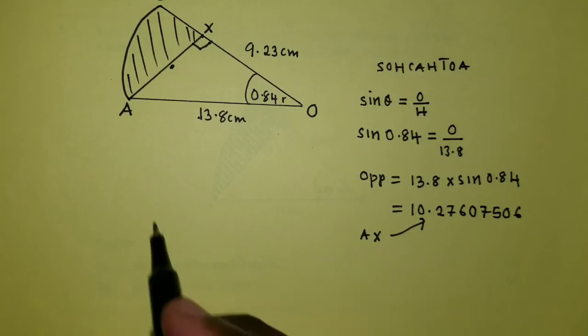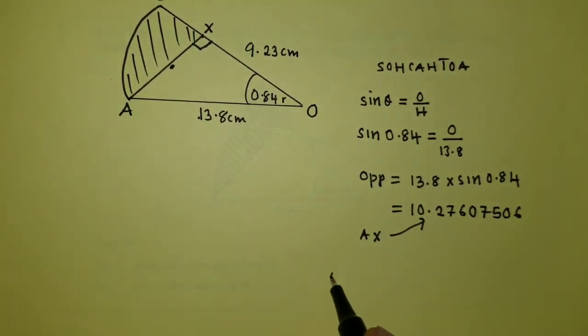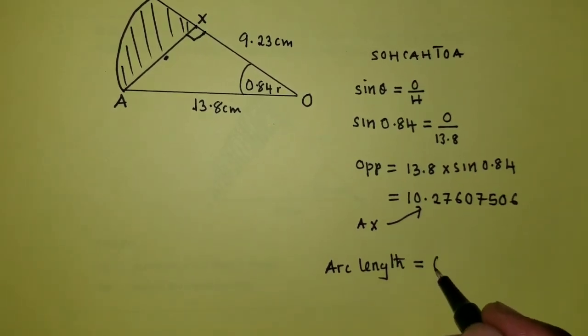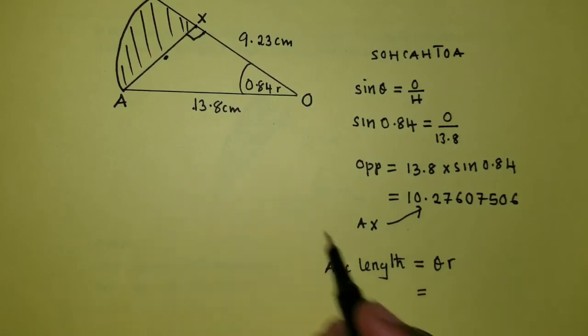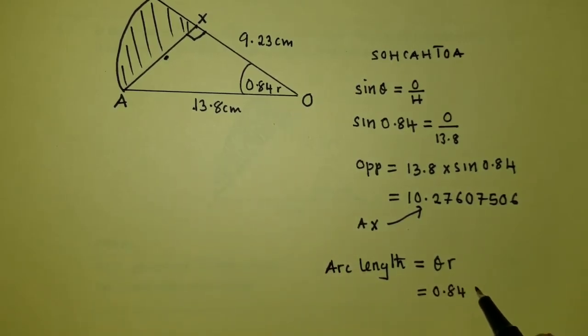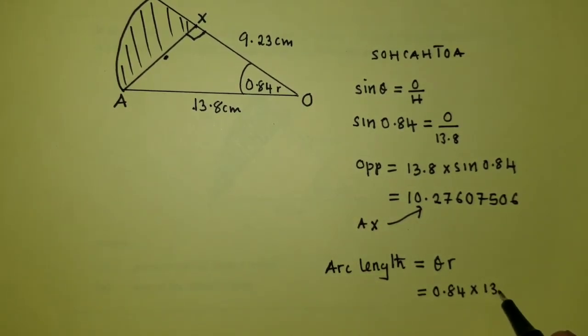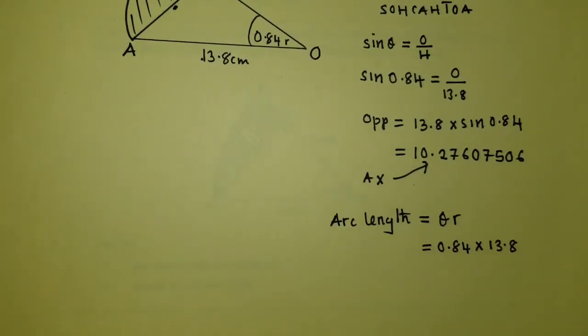Okay, AX. We find our AB. So for AB, we're going to say arc length is equal to theta times r. So our theta is 0.84 times r, the radius from here to here. So that is 13.8. We just multiply, that is 0.84 times 13.8. We are simply getting 11.592.